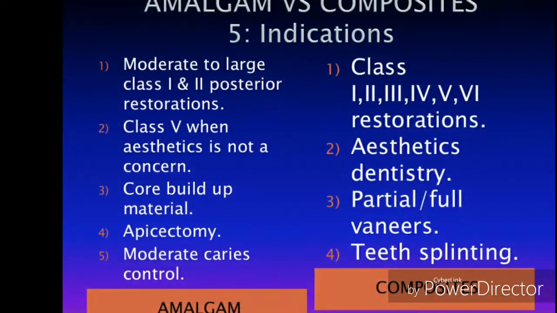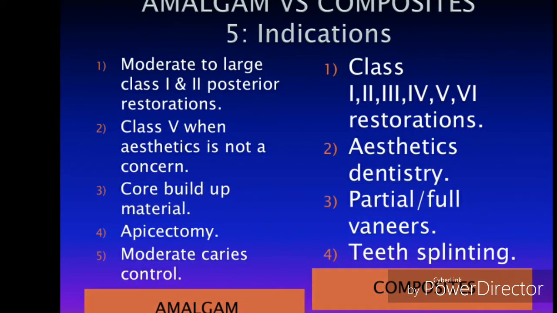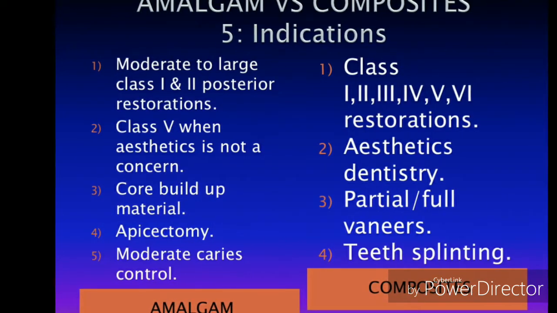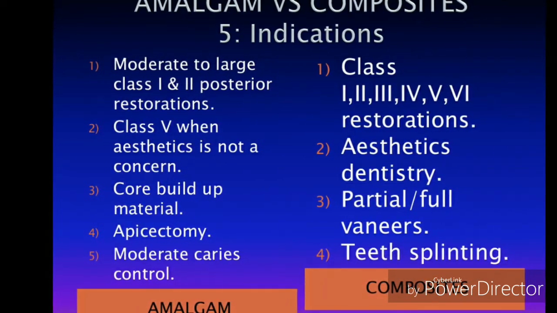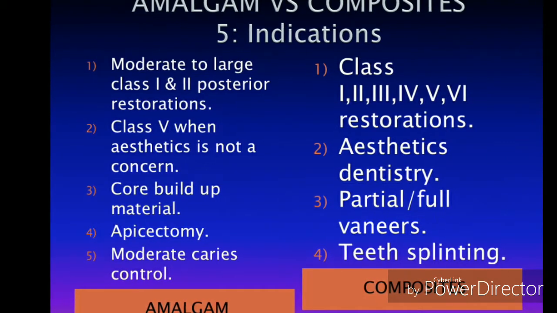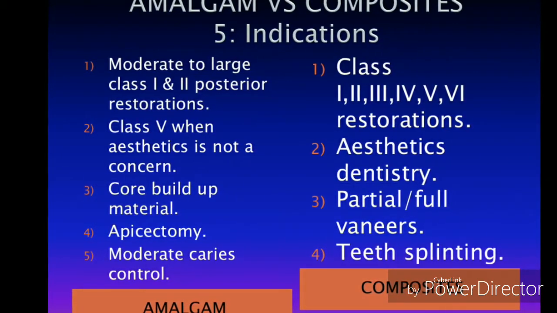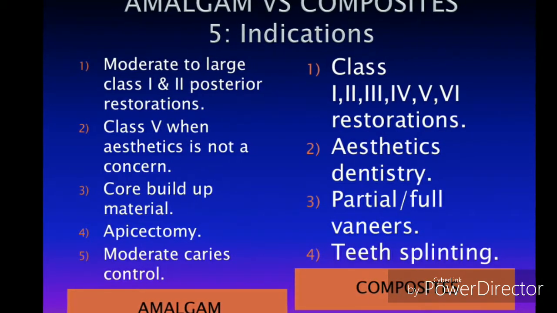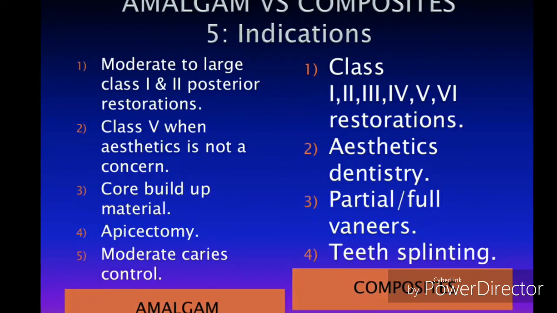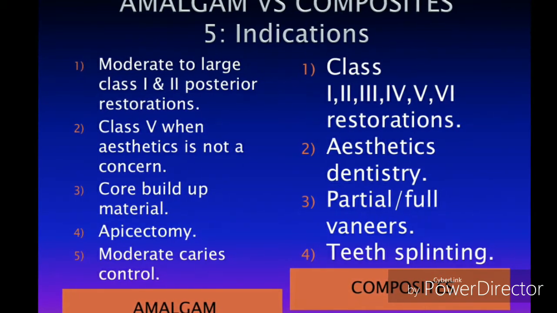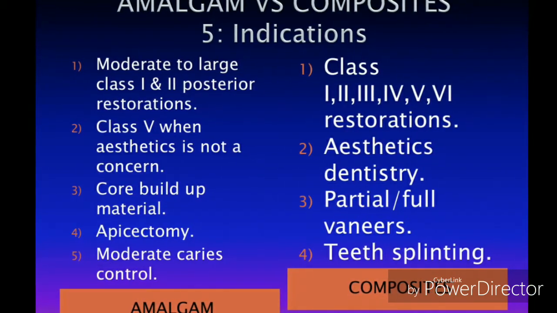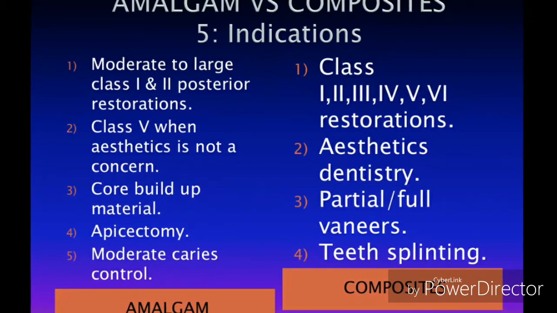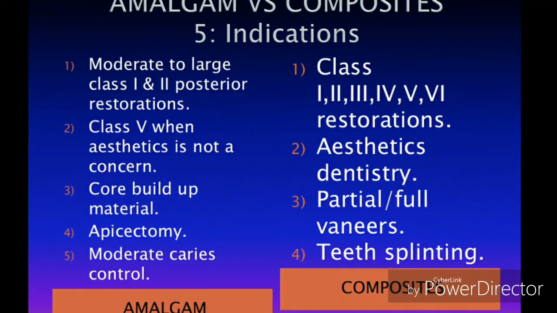Now let's compare the indications of dental amalgam and dental composites. First, the dental amalgam. Well, it is indicated in moderate to large class 1 and class 2 posterior restorations. Then dental amalgam is indicated in class 5 restorations where aesthetic is not a concern. Dental amalgam is also indicated as a core build-up material or as a retrograde filling material in case of apicoectomy. It is also indicated in moderate caries control areas.